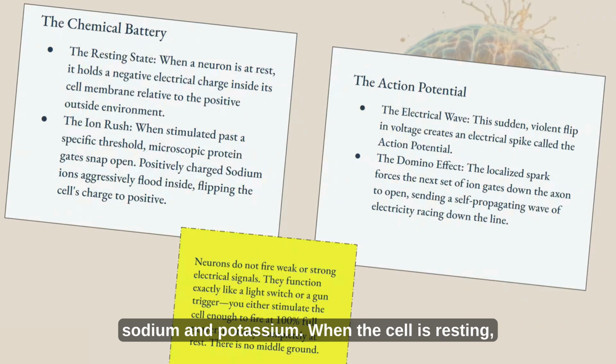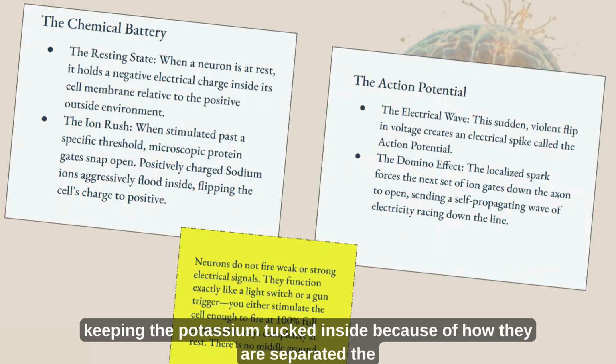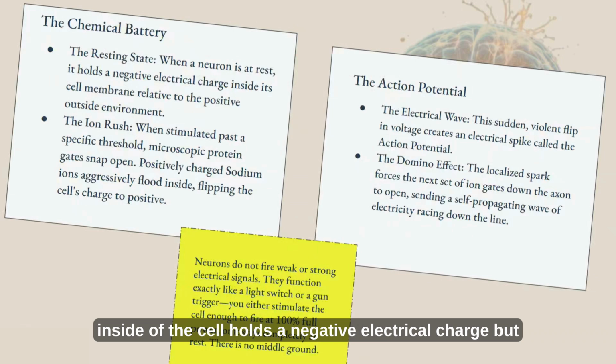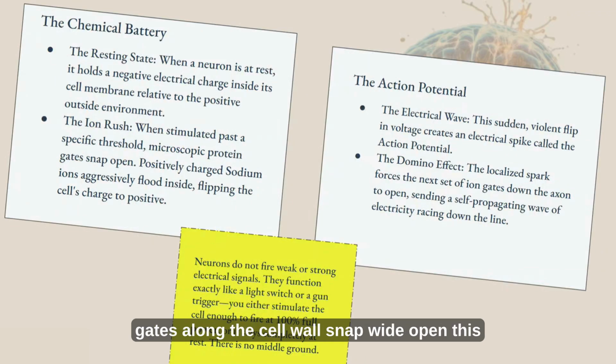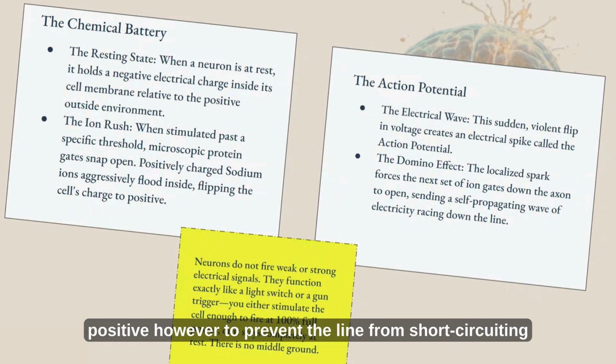When the cell is resting, it locks almost all the positive sodium outside its walls, while keeping the potassium tucked inside. Because of how they are separated, the inside of the cell holds a negative electrical charge. But the moment a thought triggers the neuron, microscopic gates along the cell wall snap wide open. This causes the positive sodium outside to violently rush inside the cell. This sudden inward flood completely flips the electrical charge from negative to positive.